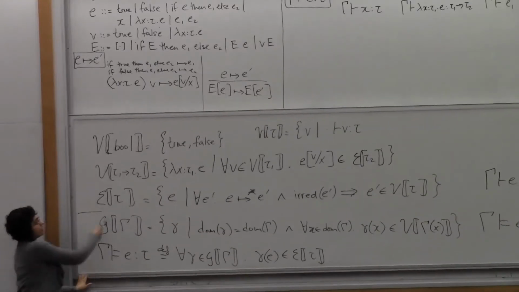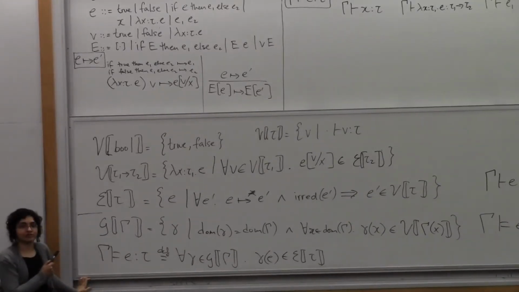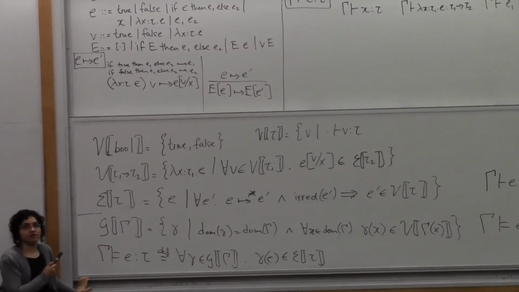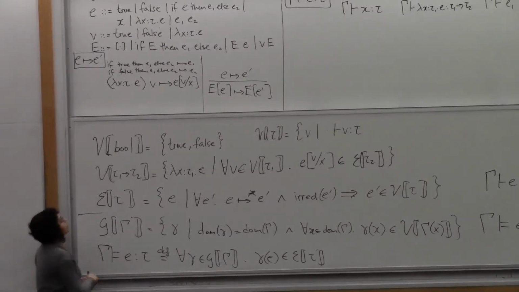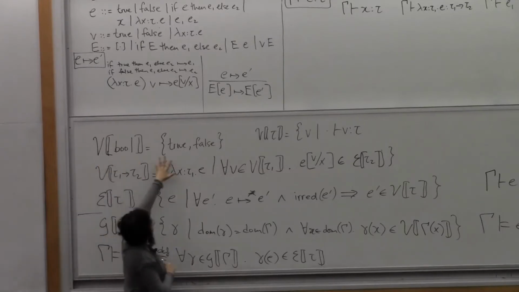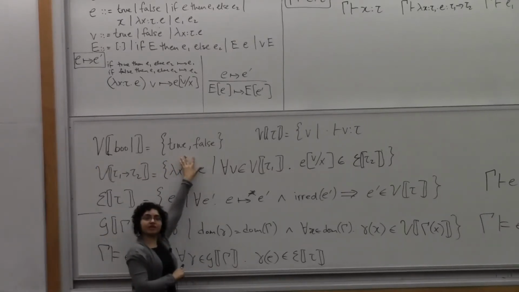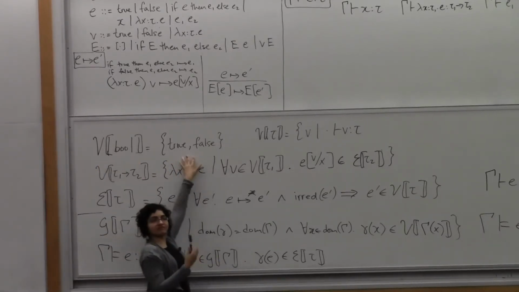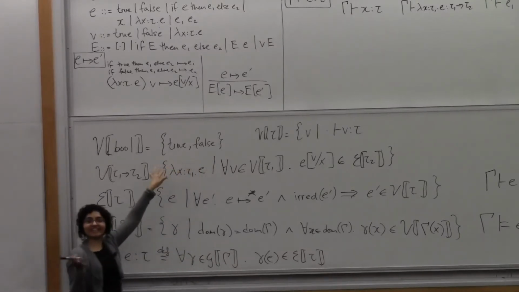This logical relation is defined by induction on the structure of types. Let's look at why this is well-founded. Here we define V of bool. That's pretty easy. That's our base case, right? It doesn't use V of bool or V of anything or E of anything.